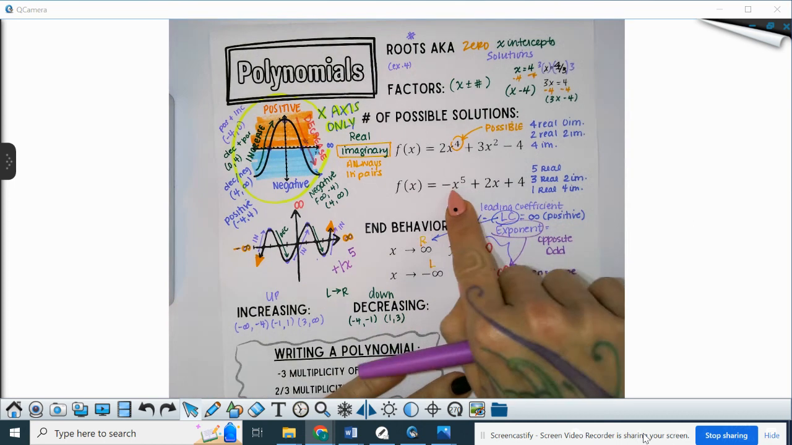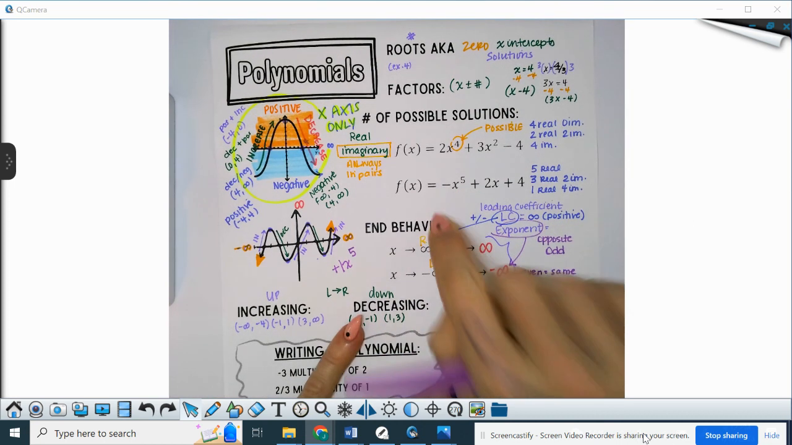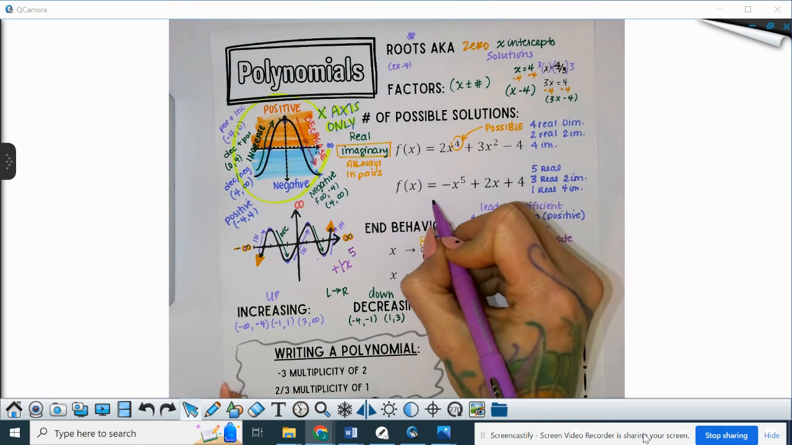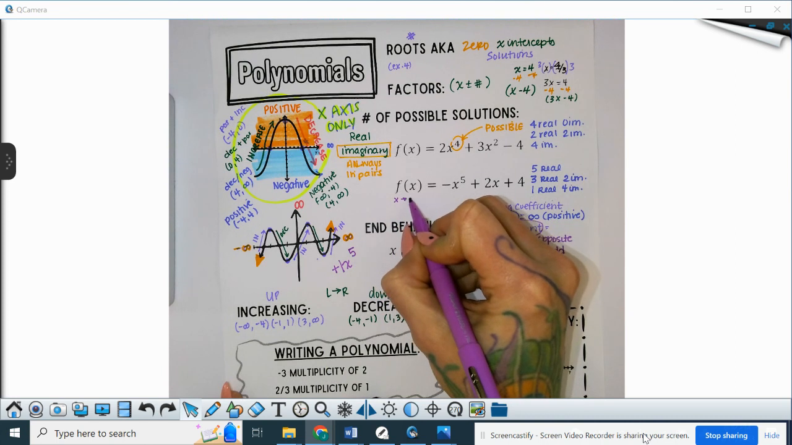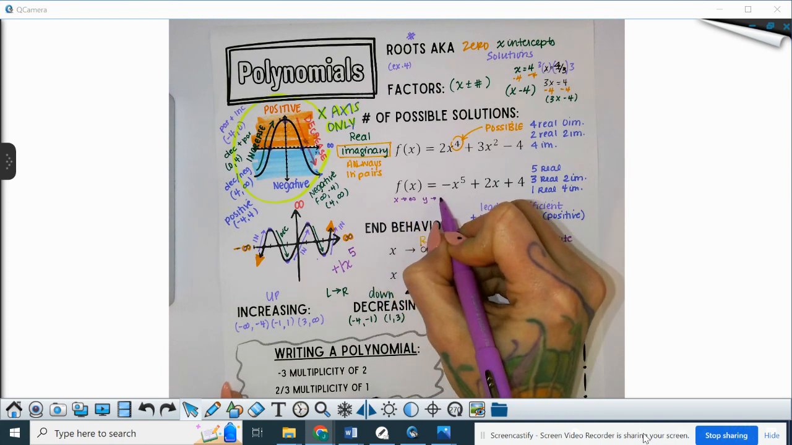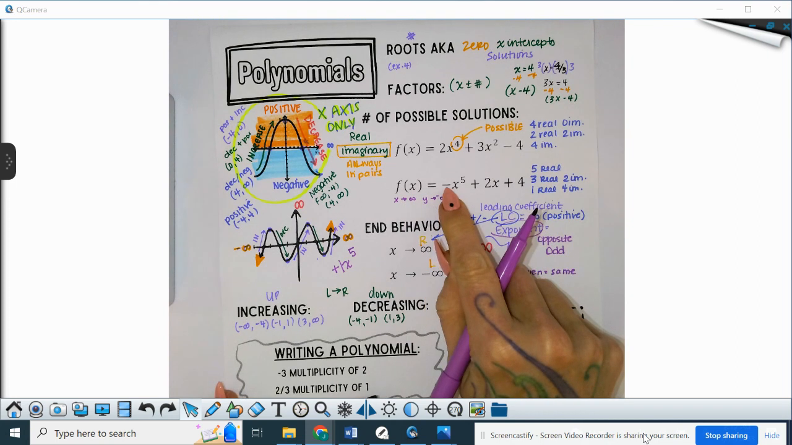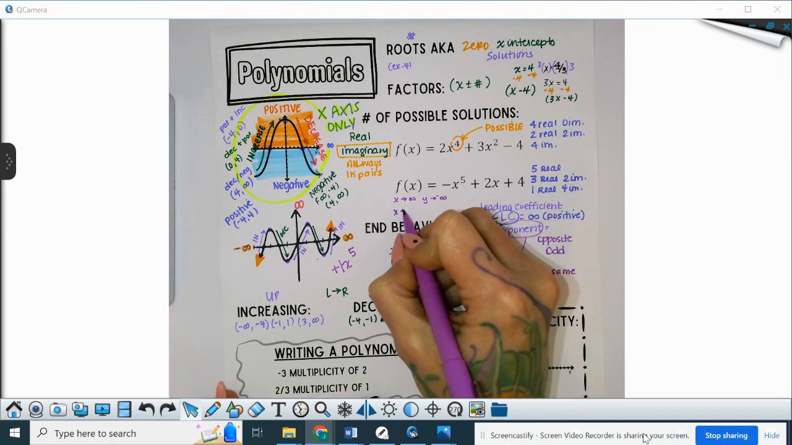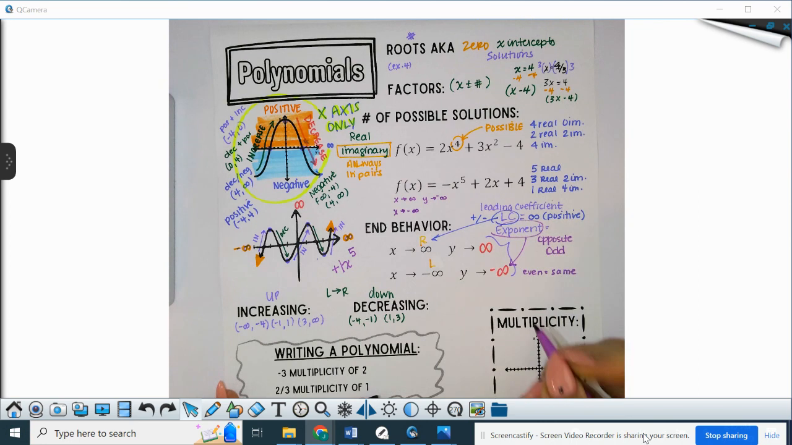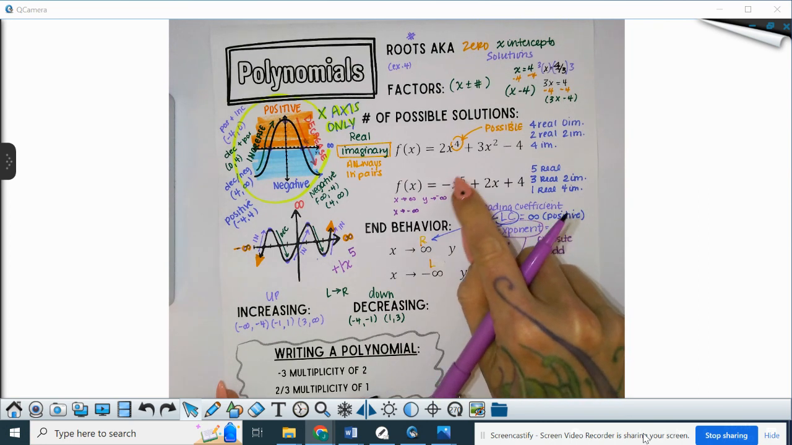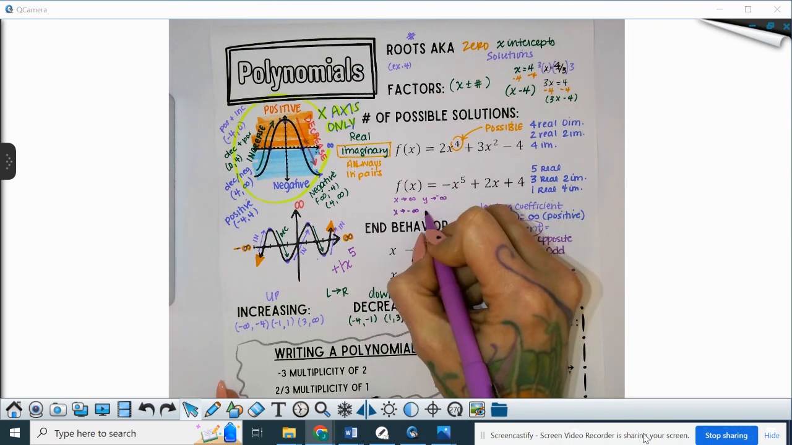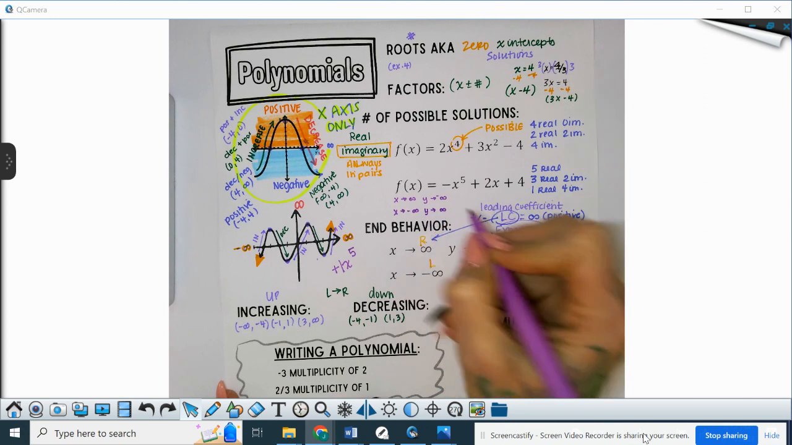So this guy is a negative, so the right-hand side is going to be going down. That means as I look to the right, y is going to go down, so negative infinity, because the right is the leading coefficient. As I look to the left, the exponent decides it's odd, so it's going to be opposite, then our y value is going to go up.